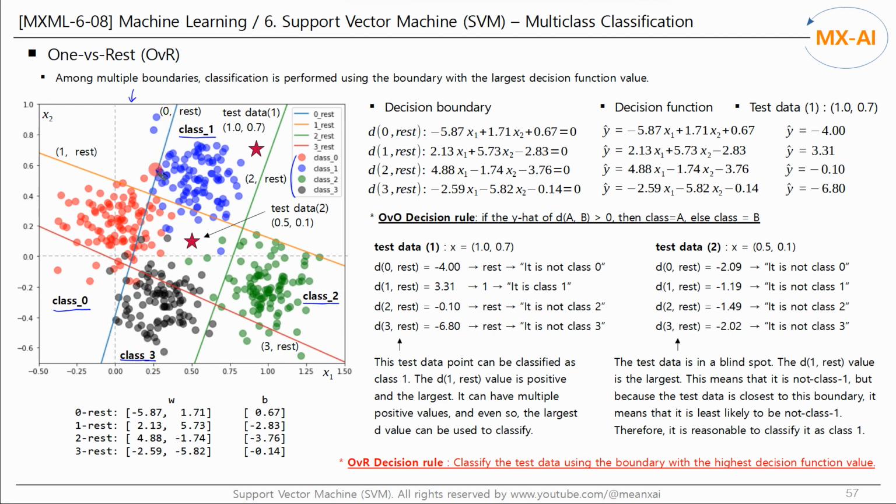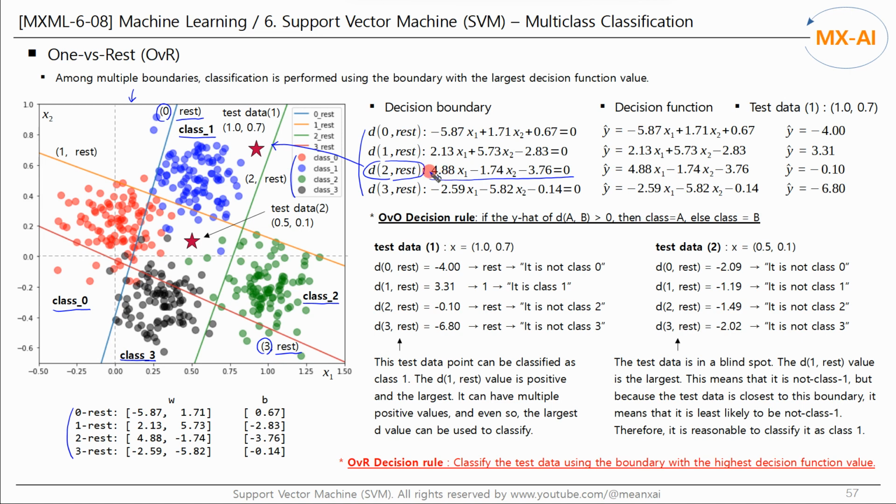This straight line is the decision boundary that separates class 0 from the rest. And this straight line is the decision boundary that separates class 3 from the rest. The W and B of these boundaries are as follows. And the equations for these boundaries are as follows. This is the equation of this boundary.